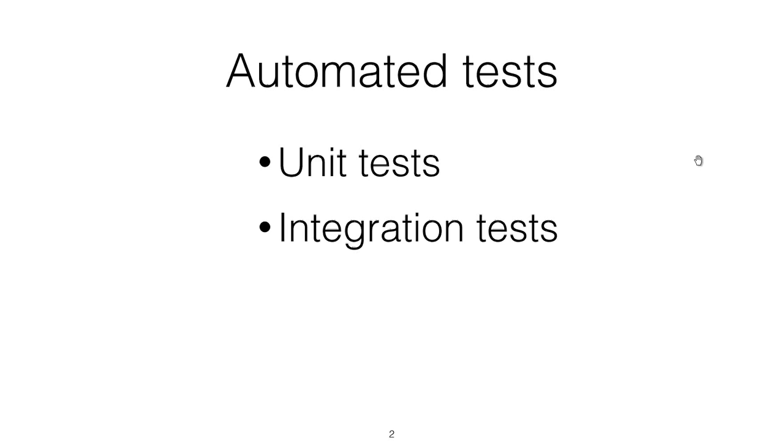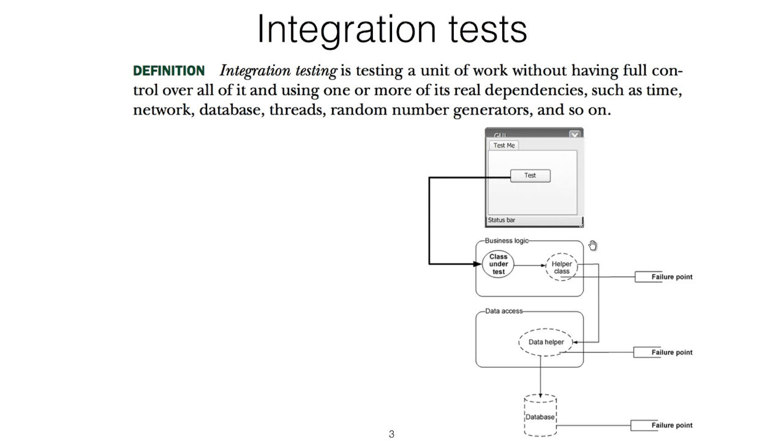Automated tests are divided into two big groups. They are unit tests and integration tests. Integration tests test a unit of work without full control over all of it, but with the use of real dependencies. What do I mean?